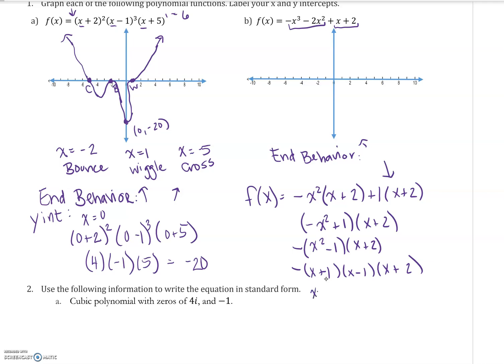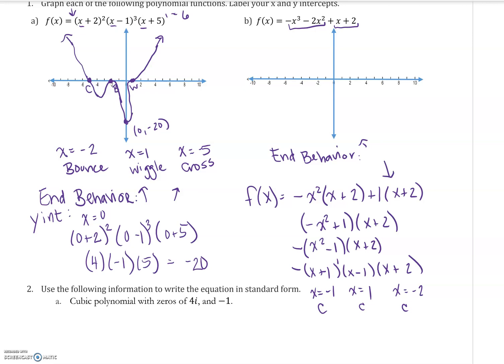I've got an x-intercept at negative 1 with an exponent of 1, so it just crosses through. I have an x-intercept at positive 1, also just crosses through. And I have an x-intercept at negative 2, also just crosses through. So I've got my end behavior arrows, I've got my 3 x-intercepts here, and now I just need to figure out where my y-intercept is.